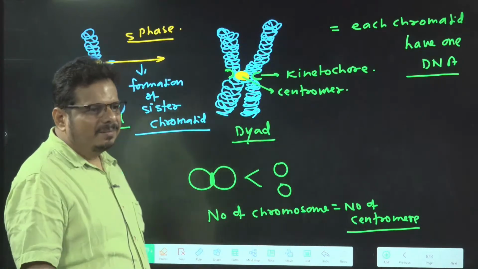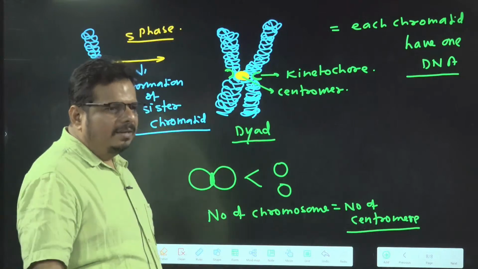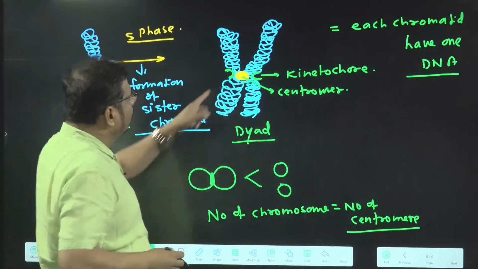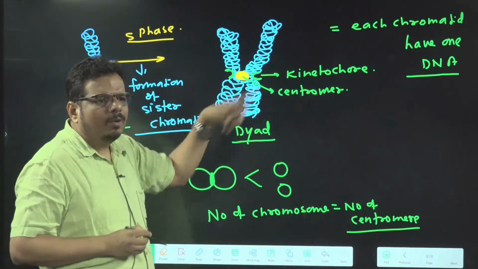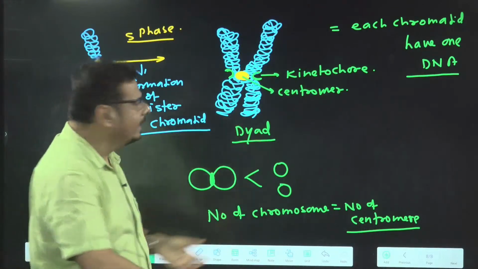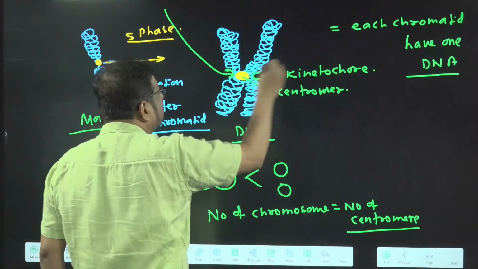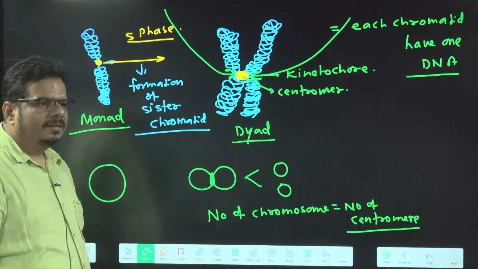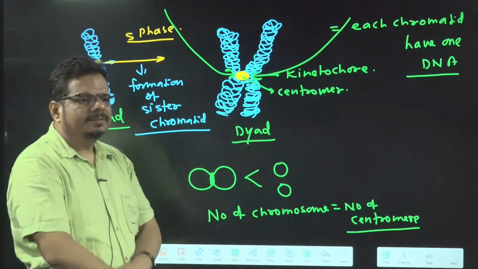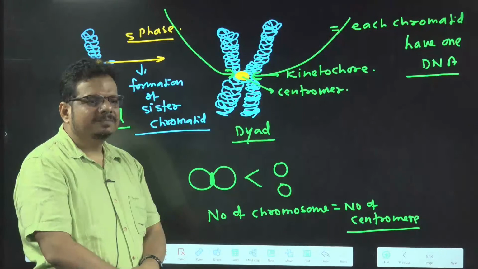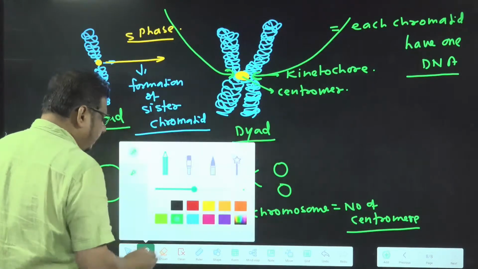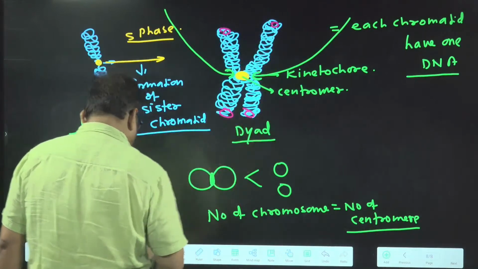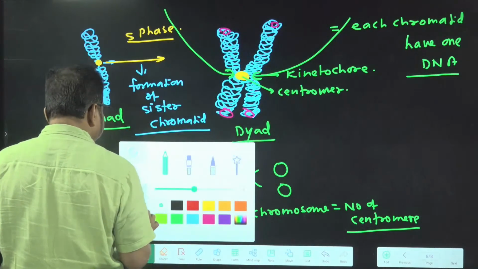Getting the idea now? Because chromosome forms in which phase? Prophase and metaphase. Anyhow, how many kinetochores are there? 2 kinetochores. A spindle fiber comes from this side and attaches to the kinetochore. Got the idea? How many telomeres are there? Here 4 telomeres are there: 1, 2, 3, 4. And assume I am drawing the diagram like NCERT.